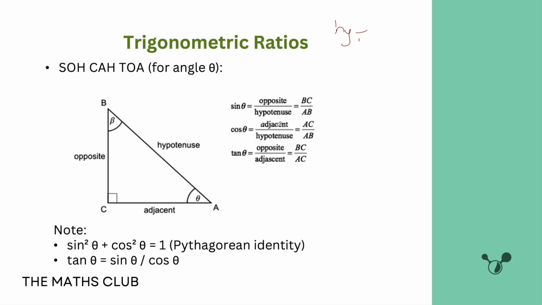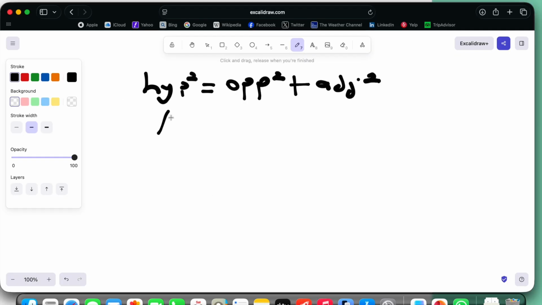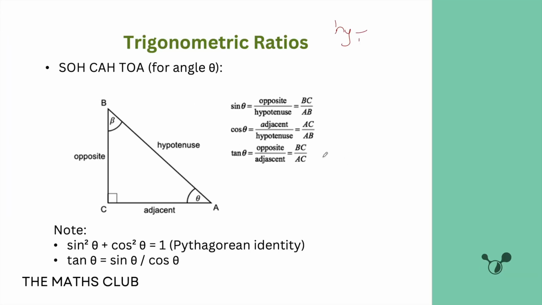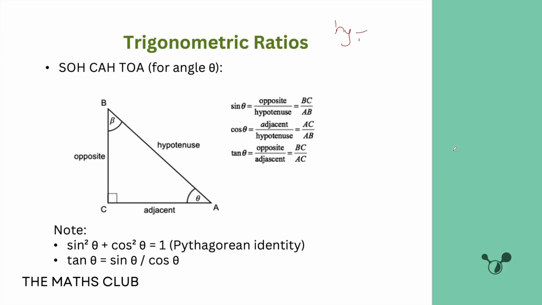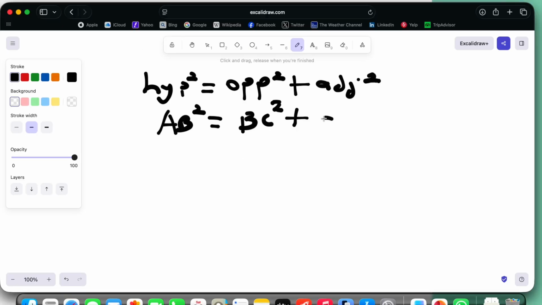Now for the hypotenuse, what do we have? We have the hypotenuse to be AB. So that would be AB all squared. We have the opposite to be what? BC. So that would be BC all squared, right? And then we have the adjacent to be what? AC. And that would be AC all squared, right?